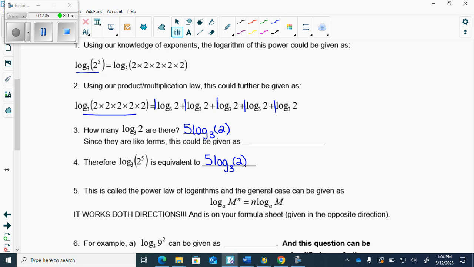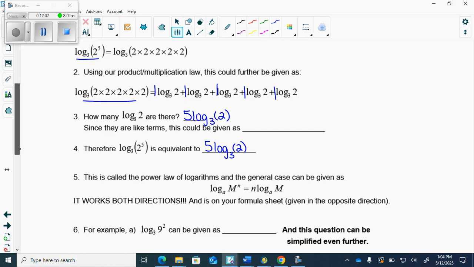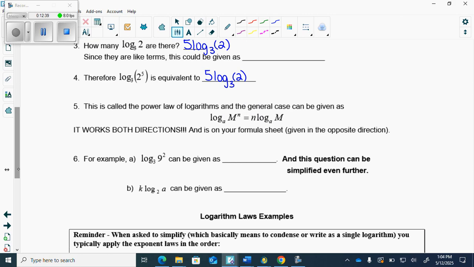So let's look at this one. For example, log base 3 of 9 to the 2, how else can I rewrite this? Where could this 2 go? In front. So I could write it as 2 log base 3 of 9. And then I could actually do the math in my head. What's that going to be? 2 times what? 2, which is 4. Okay, B. How could I rewrite B?